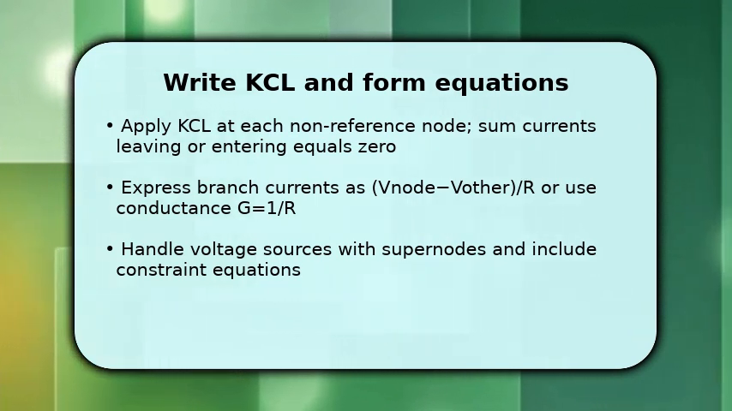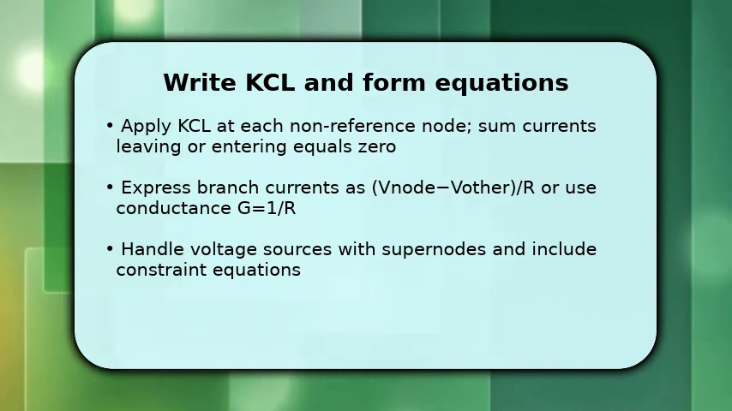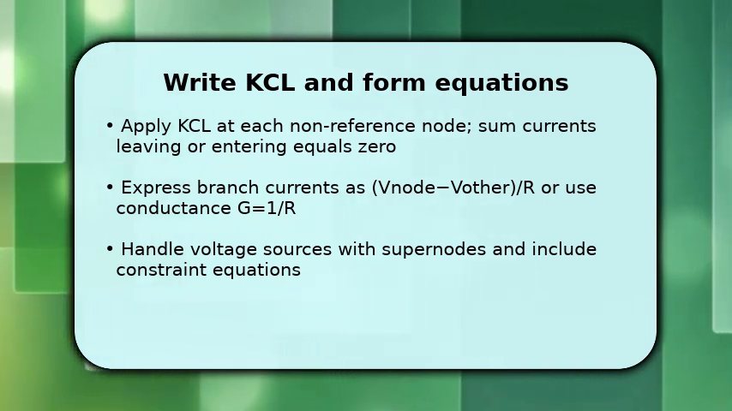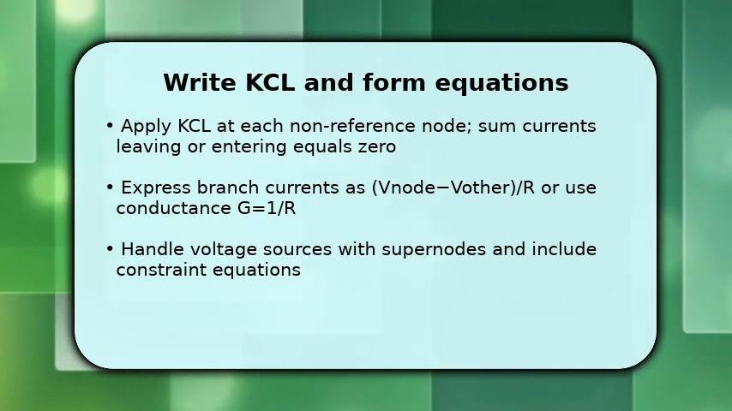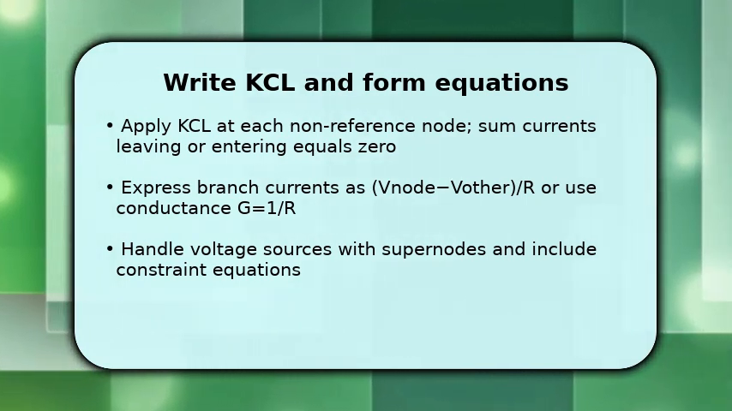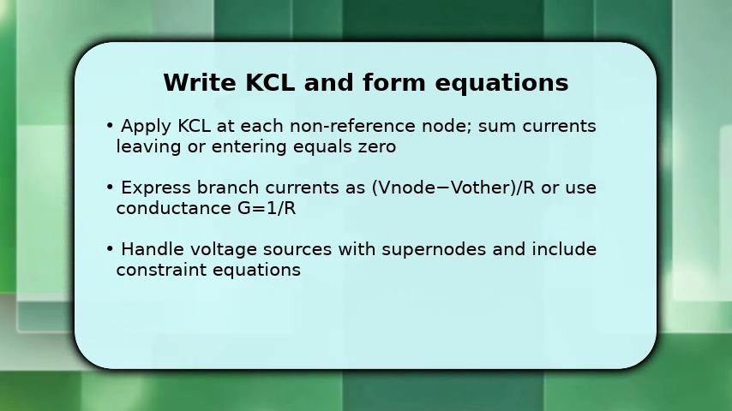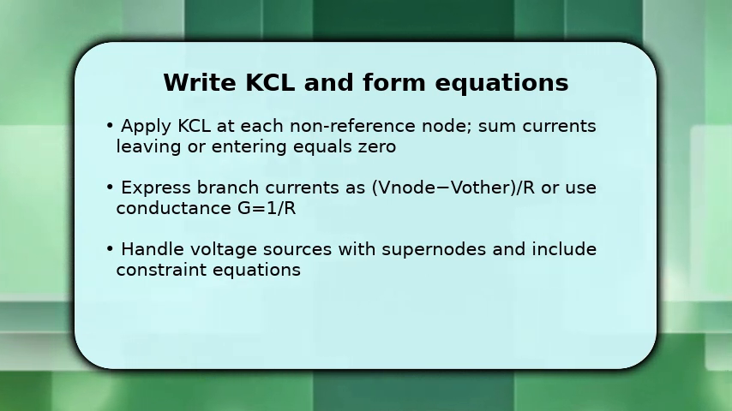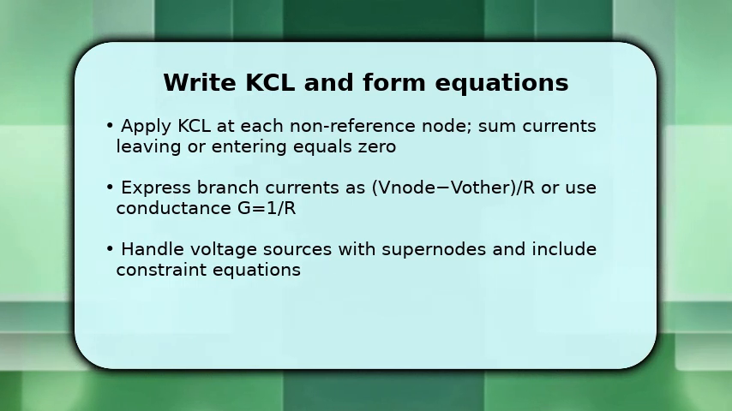into GV terms. When a voltage source connects two non-reference nodes, treat them as a supernode and write an extra constraint equation relating their voltages to the source value. Once done, collect like terms to build a linear system. This clarity reduces sign errors and shows why matrix methods work well here.